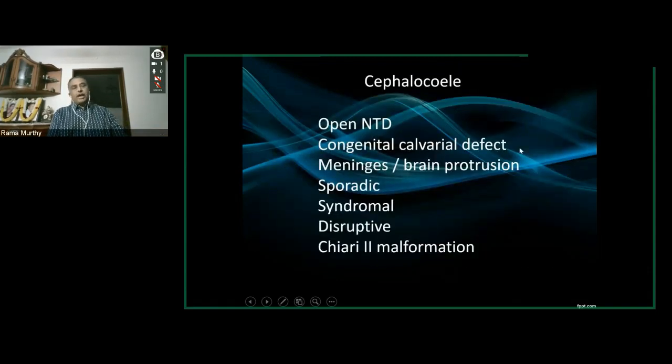So we move on to cephaloceles next, and a cephalocele is a congenital calvarial defect. There is meningeal or brain protrusion. Meninges always there. Whenever you call it a cephalocele, it means meninges have herniated out, plus or minus brain. It's sporadic most of the times, but sometimes it is syndromal and sometimes it is disruptive, and it can be associated or it can cause the Chiari II malformation.